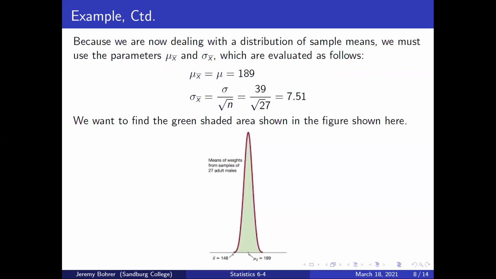Because we are now dealing with a distribution of sample means, we must use the parameters mu sub x bar and sigma sub x bar, which are evaluated as follows. Mu sub x bar equals mu equals 189, and sigma sub x bar equals sigma over the square root of n, which is 39 over the square root of 27, which is 7.51. We want to find the green shaded area shown in the figure here.